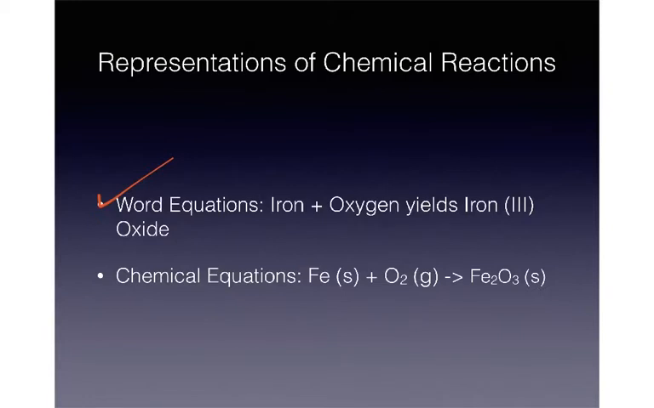Now, sometimes they'll just give you the chemical equation. This happens to be what this would have been in a chemical equation. Now, it's not balanced because, as you can see, here we have 2 irons and here we have 1 iron, which doesn't make any sense. Obviously, that's not balanced. But this is just to show you a representation of what a chemical equation itself looks like.